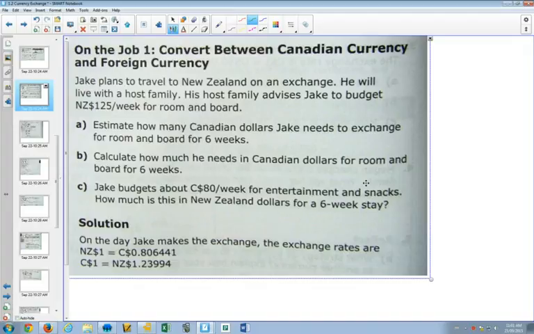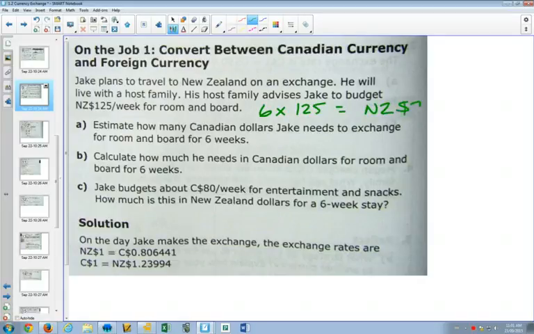But if we took 6 times 125, we get that he needs 750 New Zealand dollars for 6 weeks. Because we're told that he needs this amount per week, and he's going to be there for 6 weeks.